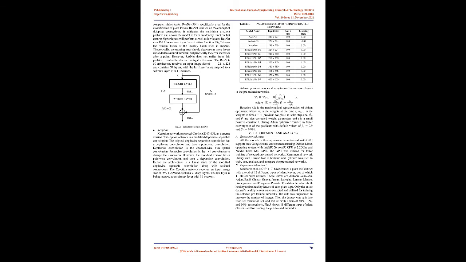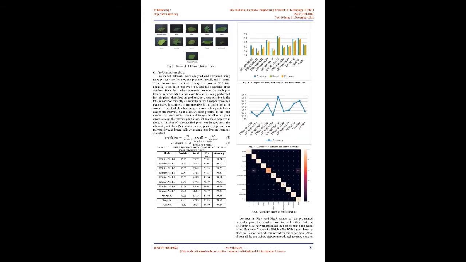C. ResNet. ResNet, short for Residual Network, proposed by He et al., 2016 [5], is a classical neural network utilized majorly for computer vision tasks. ResNet50 is specifically used for the classification of plant leaves. ResNet is based on the concept of skip connections. It mitigates the vanishing gradient problem and allows the model to learn an identity function that ensures higher layers will perform as well as lower layers. ResNet uses ReLU nonlinearity as the activation function. Fig. 2 shows the residual block or the identity block used in ResNet.